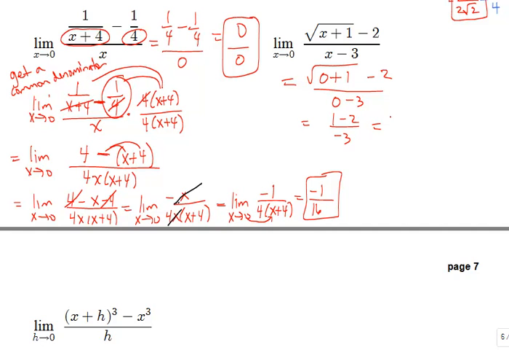And 1 minus 2 is negative 1 over negative 3. The negatives cancel out. And I got a number. I didn't get 0 over 0, so I don't need to use a conjugate at all. If you tried using conjugates, you would create a whole lot more work for yourself than if you had just checked it right from the beginning by plugging in that 0. So don't forget to plug in first.